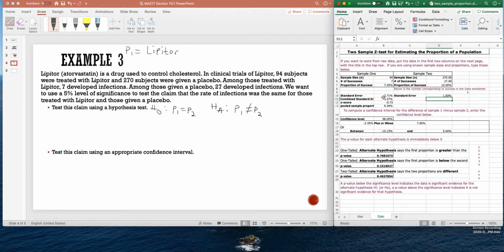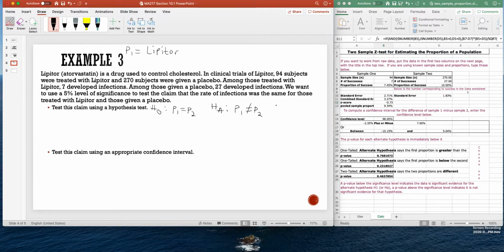But we have our z-score here of negative 0.73. So the z-score is negative 0.73. The p-value for this two-tailed hypothesis test is 0.4638.